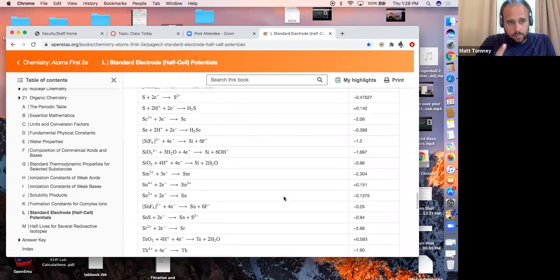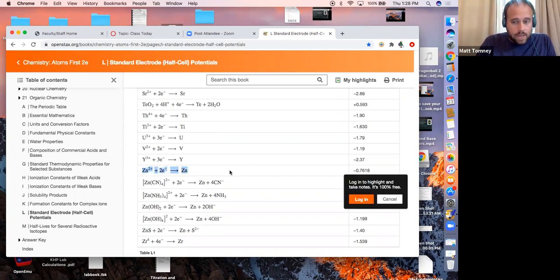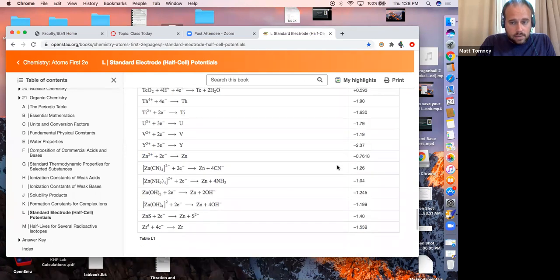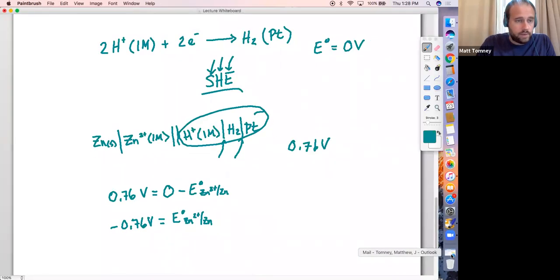All right, but back to the point here, zinc. Now you have to look, there's a lot of different zinc here, right? You can have zinc cyanide, you can have zinc with ammonia, you can have zinc hydroxide. So you need to be picking the correct half cell. And we were looking at zinc 2+ goes to zinc. And so in order to find that, we just come across here, it is negative 0.7618. And we said in our value here, it was negative 0.76. So there you go. That's one of your standardized values.